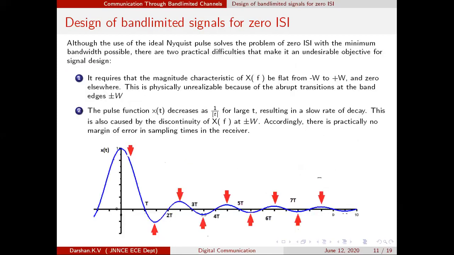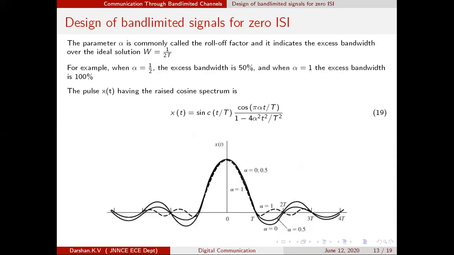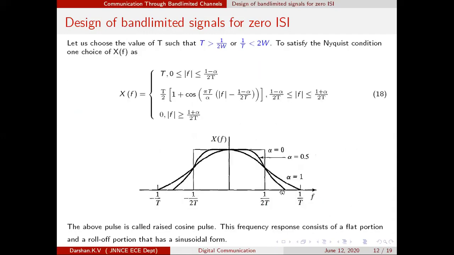Okay, so therefore, to avoid those practical difficulties, we have chosen another option for x of t, called the raised cosine pulse. When we use the raised cosine pulse, what happened? There was an increase in the bandwidth. Remember, what was the effect when we use the raised cosine pulse? There was an increase in the bandwidth.